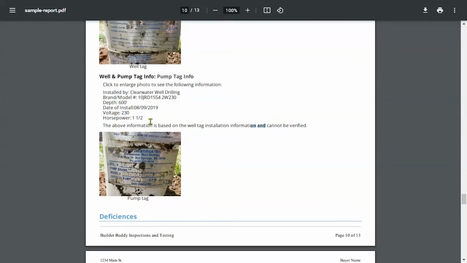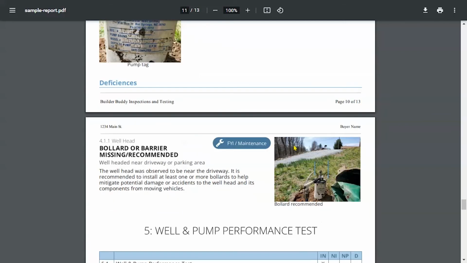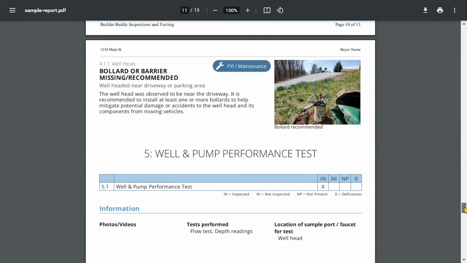It's all been replaced in 2019. That's great. So that is the well and pump tag info, which should be present after 2009. It's not uncommon for them to be missing, or that the seller has them somewhere in their office. So if we cannot find them at the wellhead, you should ask the seller if they know where they are. In some cases, the county has that information, or you can contact the installer, find the installer.